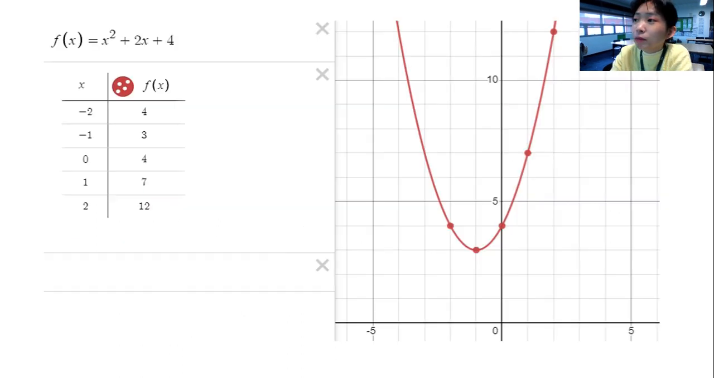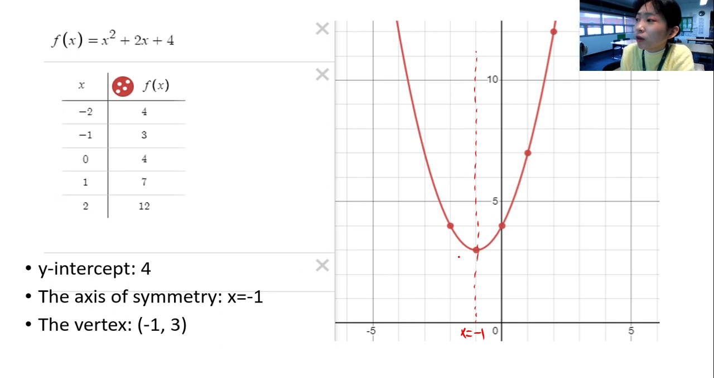Now graph it. If you graph it, plug in some points and figure out some of your points and plot it. You know you have the axis of symmetry here where x is equal to -1, right? And your vertex is at -1 comma 3, axis of symmetry, x equals -1. The y-intercept here is 4. Or you can plot it, you can label it as 0 comma 4. Okay? There you go. That's part A.